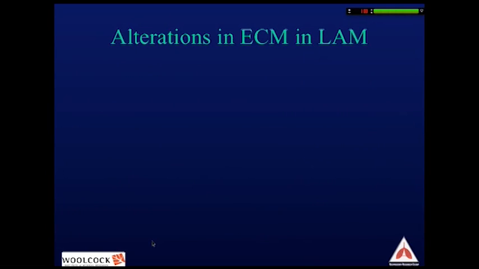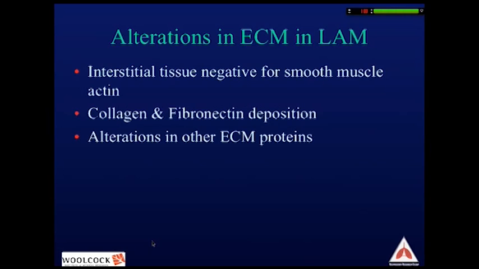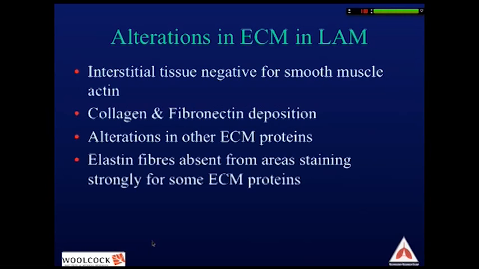But we're now beginning to understand the role of the extracellular matrix. So this talk is going to follow on from the theme that we were developing yesterday during the poster discussion about the role of the matrix in regulating cellular behaviour. So in LAM, we know that the interstitial tissue is negative for smooth muscle alpha-actin. There's collagen and fibronectin deposition in these tissues, and there are also alterations in other extracellular matrix proteins. Particularly, elastin fibres have a peculiar relationship with some of the smaller matrix proteins, and they're absent in regions where other matrix proteins stain strongly.